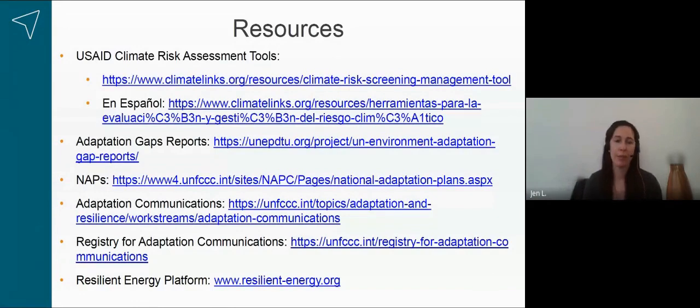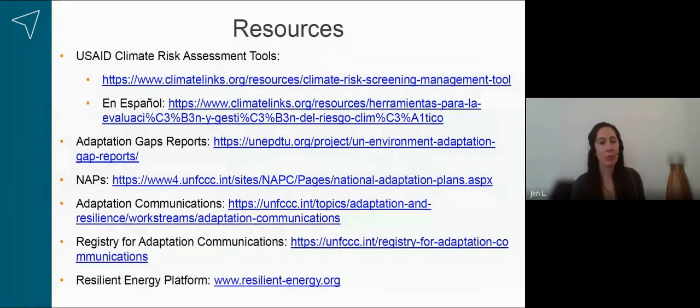The adaptation gaps reports, NAPs, adaptation communications, a lot of those UNFCCC documents and terminology you can find here as well as the registry for adaptation communications. And then one of my favorite resources that walks through looking at risk in power systems, Carlos, it might be something that you're interested in, is the Resilient Energy Platform, resilient-energy.org. You can find a lot of tools of heat mapping, threats and vulnerabilities, and looking at risk specifically, not just to power system assets, but also processes and systems within that sector. Of course, if you have more resources that you want to share, pop them in the chat box, we'll record them and we'll make sure that we share them with everybody.